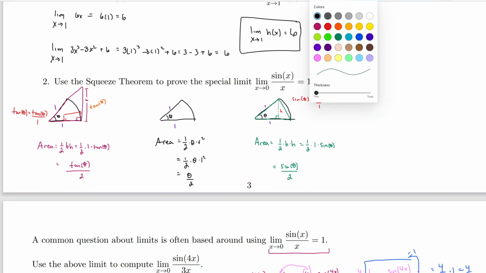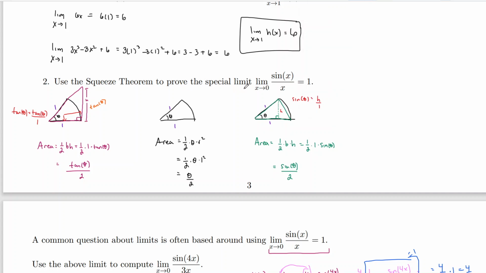Okay, that's great. Now, why does that help us? Well, what you want to notice is that this triangle is bigger than the sector, and this sector is bigger than this triangle. So what we just figured out is this inequality. This is the biggest one because it's the area of the big triangle, tangent of theta over 2. It's the biggest, so it's greater than or equal to the area of the middle one. The sector is just theta over 2, which is now greater than or equal to the smallest triangle's area, sine of theta over 2.